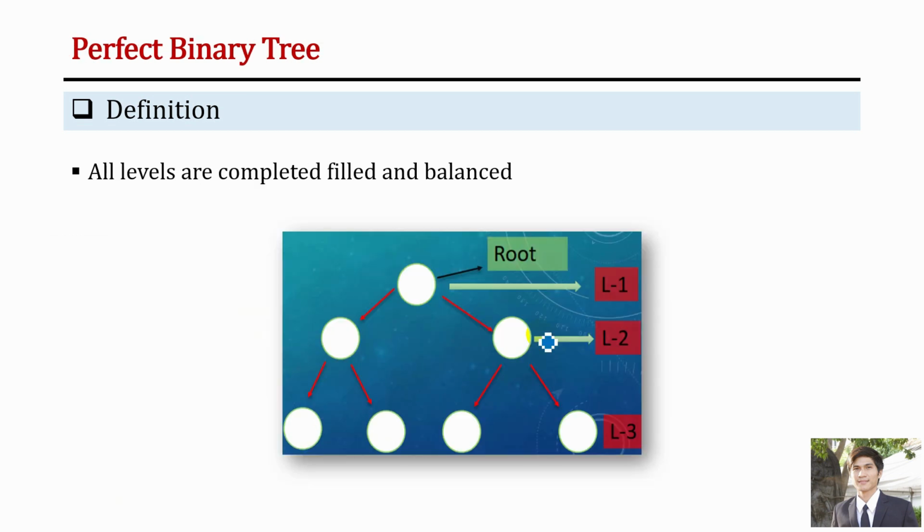So next is the perfect binary tree. They are considered that all levels are completely filled and balanced. It means that on the left and on the right they must have the same, right? For example, if we don't have this one, it cannot be considered a perfect binary tree because they are not balanced, right? Balanced means that on the left and on the right, the levels inside here are the same, and must be completely filled. It's just like a full binary tree plus every level is the same.